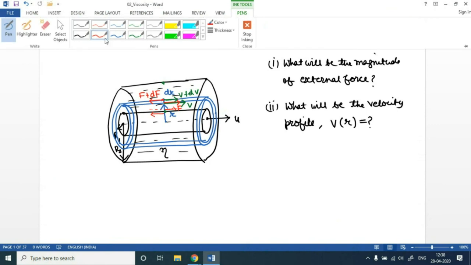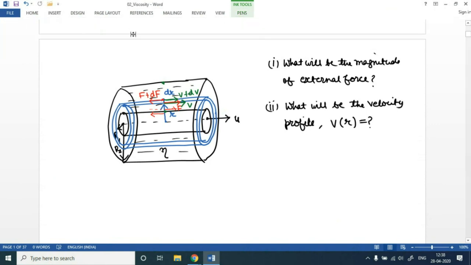due to the liquid in backward direction over here. So that is why, in order to move this with constant velocity, we need to apply this external force in forward direction. Okay, so for the answer for the first part, that F external's magnitude would be same as this F over here, and that is the viscous force, and we are still required to find out the magnitude of this force F.